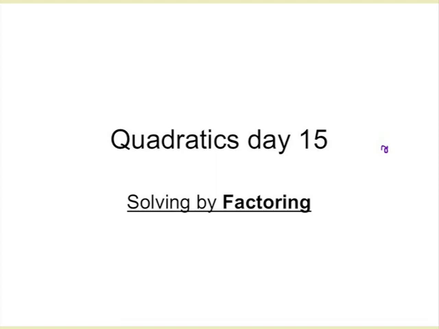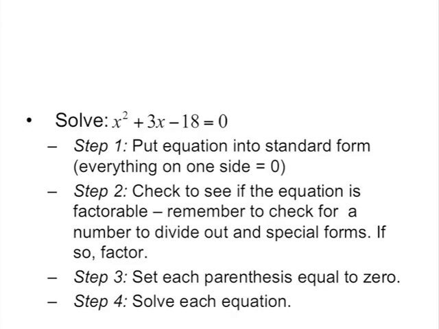Solving by factoring happens to be kind of my favorite way, but it's one that doesn't work all the time. So when it works, I like to do it, but it can't be the only thing that I do. So to solve by factoring, what we're going to do is first put our equation into standard form, which means we need everything on one side of the equal sign and just a zero on the other side. So if there's stuff on both sides, we have to add or subtract it over so that everything ends up on the same side. This one's already ready to go for that.